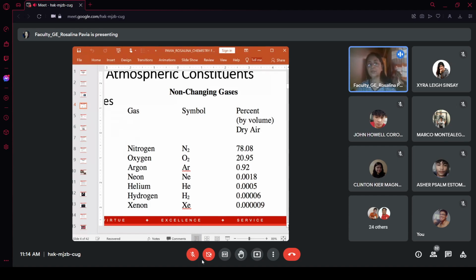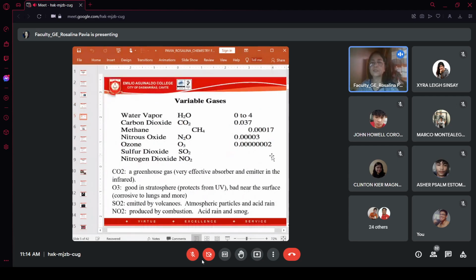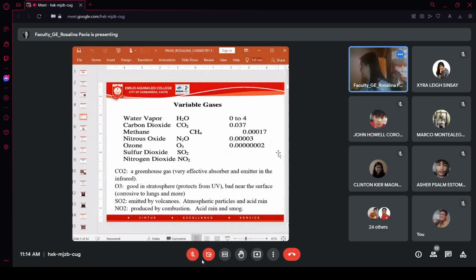Okay? Now, with that, there are still other components or constituents of the atmosphere. They are actually the variable gases. Okay, we have the variable gases such as water vapor, carbon dioxide, methane, which are considered to be the greenhouse gases, nitrous oxide, ozone, sulfur dioxide, and nitrogen dioxide.